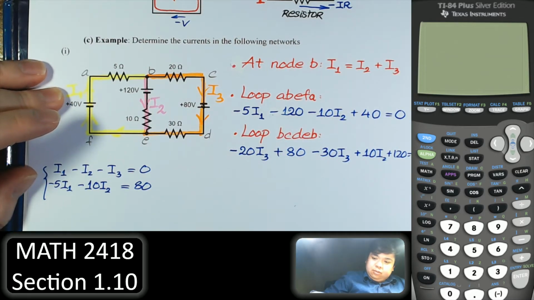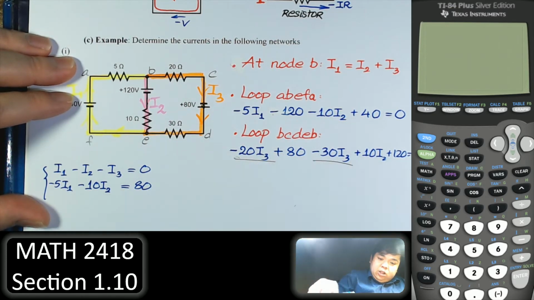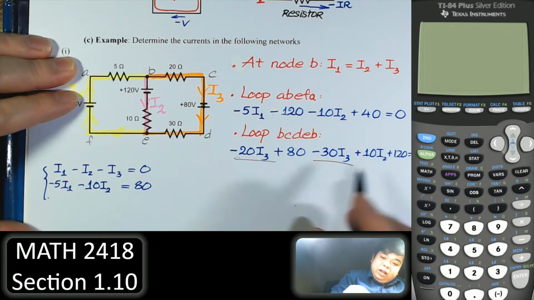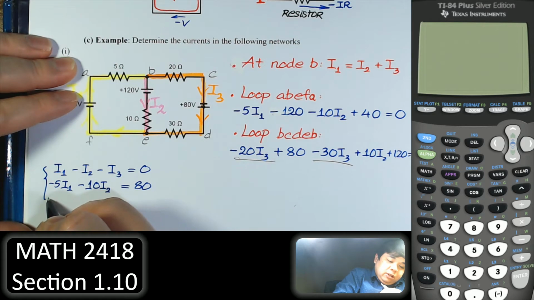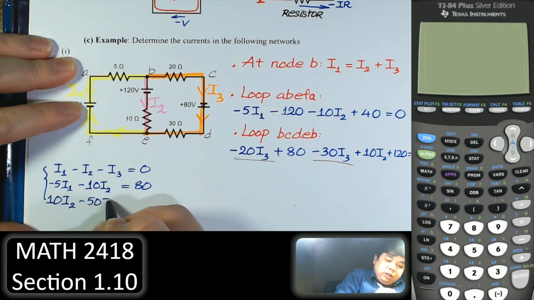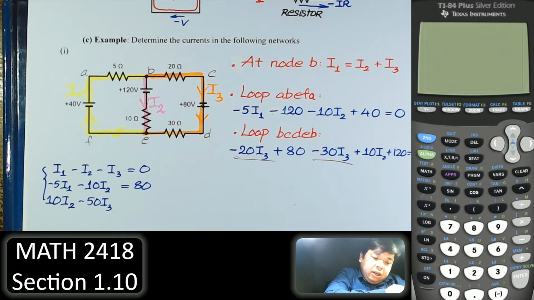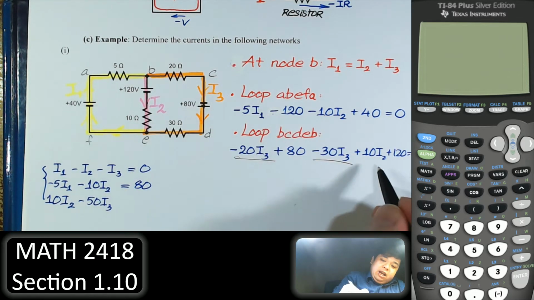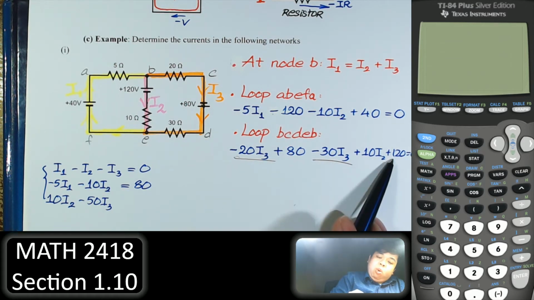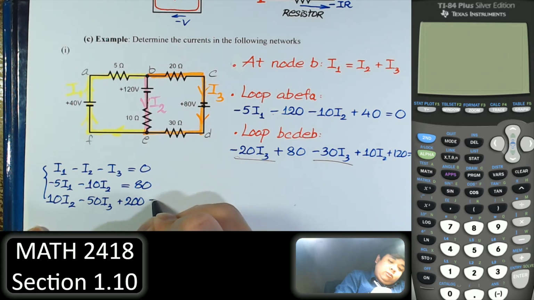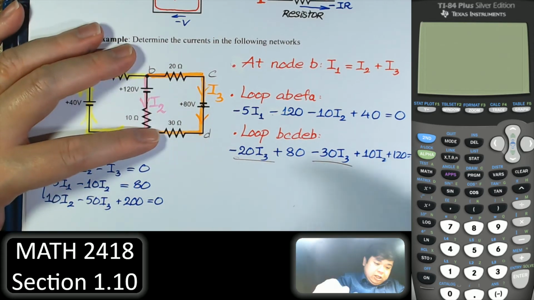And next, there are 2 of them here, so to combine these terms, negative 50 I3, but first we have 10 I2, minus 50 I3. And we have 80 and 120, so that's 200. Always equal to negative 200.